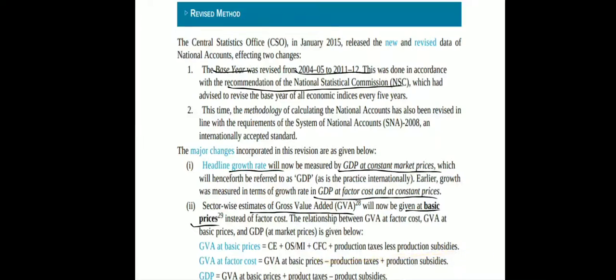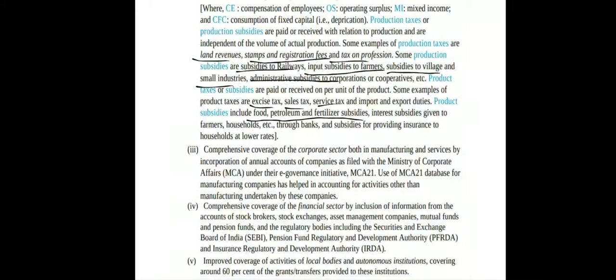What are the production taxes? They are the amount paid or received during production. It may be the land revenue, or the registration fees you incurred when producing, or the tax on profession; these are all production taxes. This does not depend on the quantity you are producing. When you pay the land revenue, you are not asked to pay this much if you produce 100 pens and that much if you produce 5 pens. It depends on the land that you are renting or leasing, and accordingly you pay the revenue. So these are the production taxes, less the production subsidies.